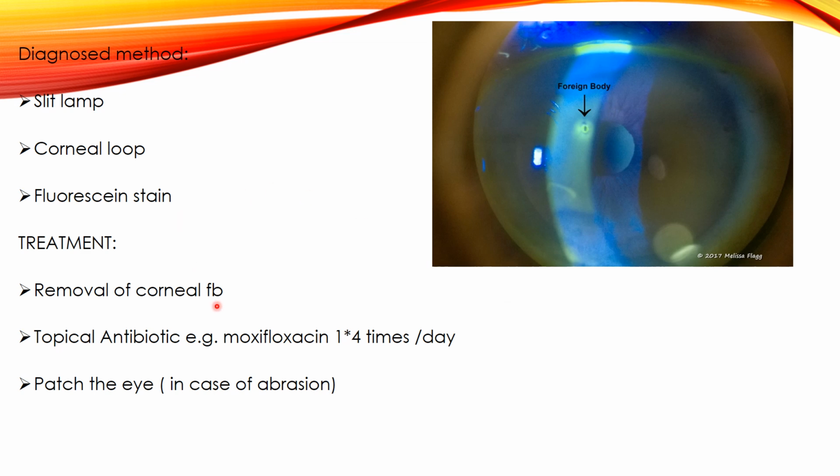Treatment is removal of the corneal foreign body, with antibiotic Moxicip, that is 4th generation. In case of 4th generation, also add the 2nd generation and 3rd generation drops. Patch the eye in case of abrasion, otherwise there is no need to patch the eye.